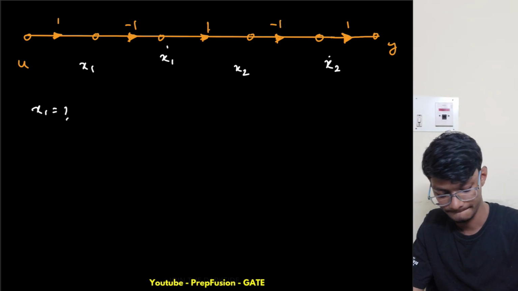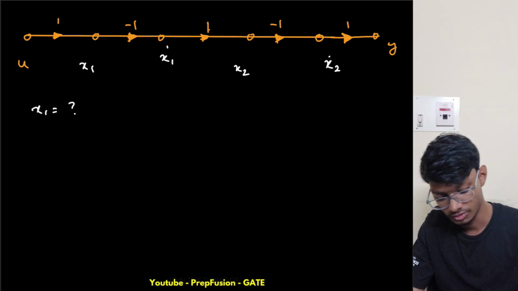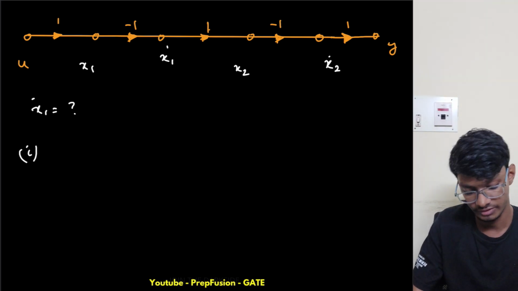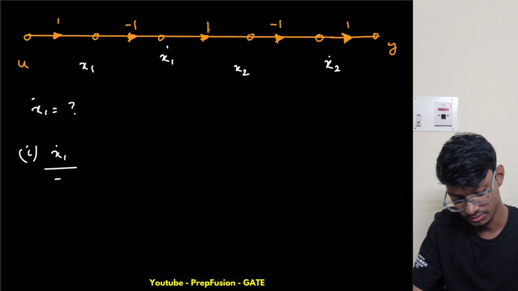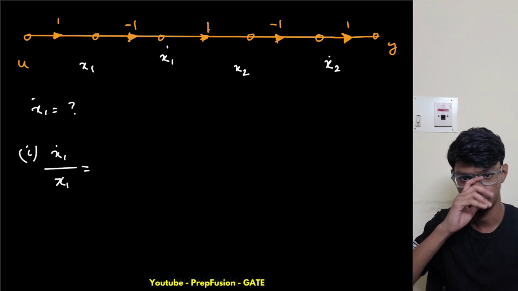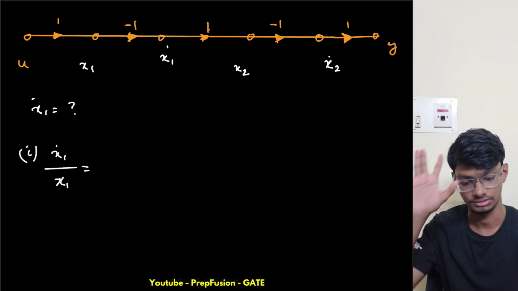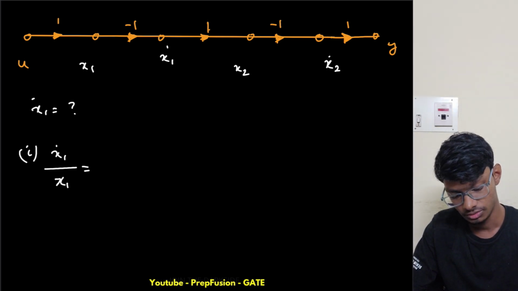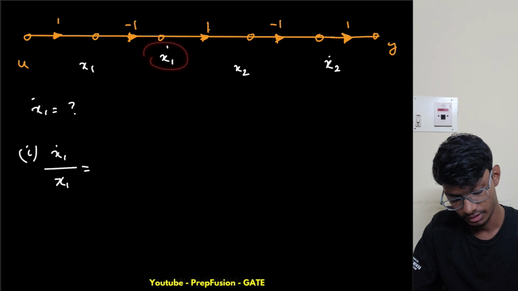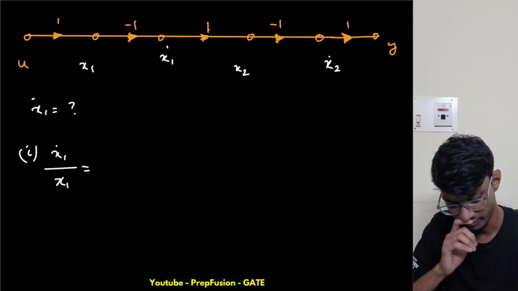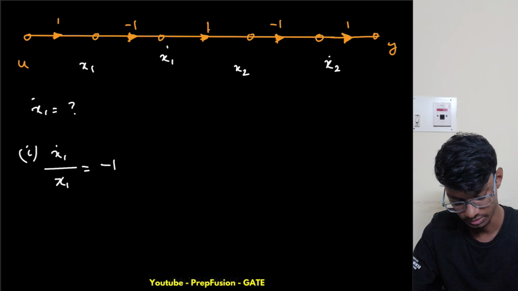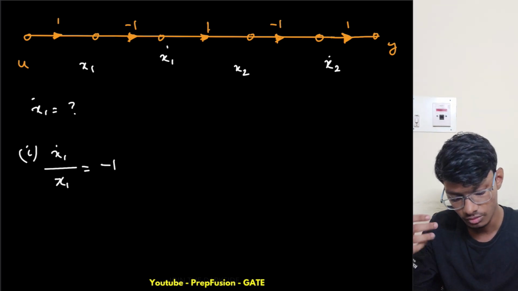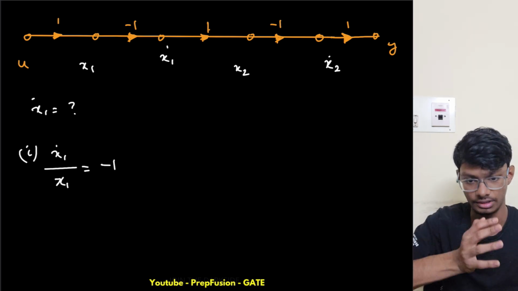X1 dot equals to what? First I will see the effect of x1 itself, x1 dot by x1. There are no loops, so don't worry, just worry about the forward path gain. Is there any forward path or not? There are no loops, so for this x1 dot I am getting only through x1. I have 1 times -1 forward path gain, so I'll get -1.